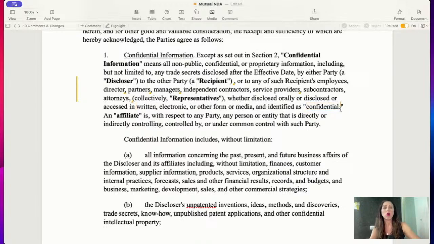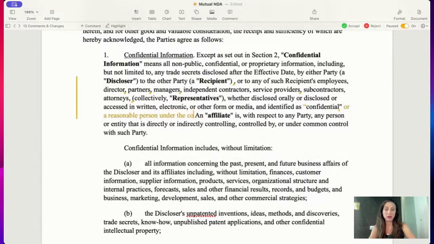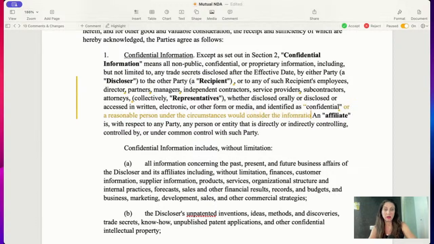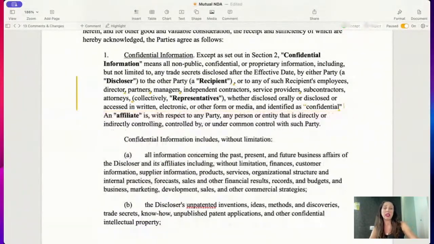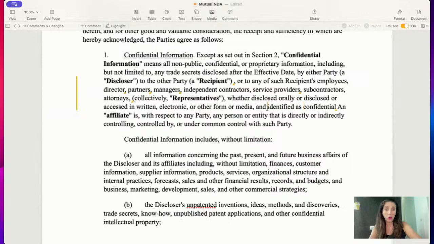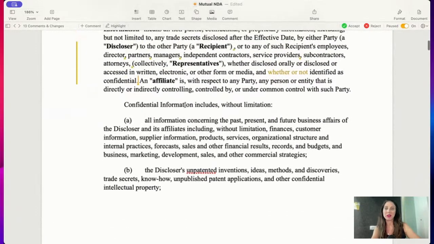So I can appreciate that they want to know that. But I'm also going to say, or a reasonable person under the circumstances would consider the information confidential. So that is one way I can do it. But what I actually prefer is I want something even broader than that. And I am going to say whether or not identified as confidential. Now, there isn't a scenario or any trigger or condition about it. It simply is whether or not it is confidential, as defined, as we'll get to in a moment.